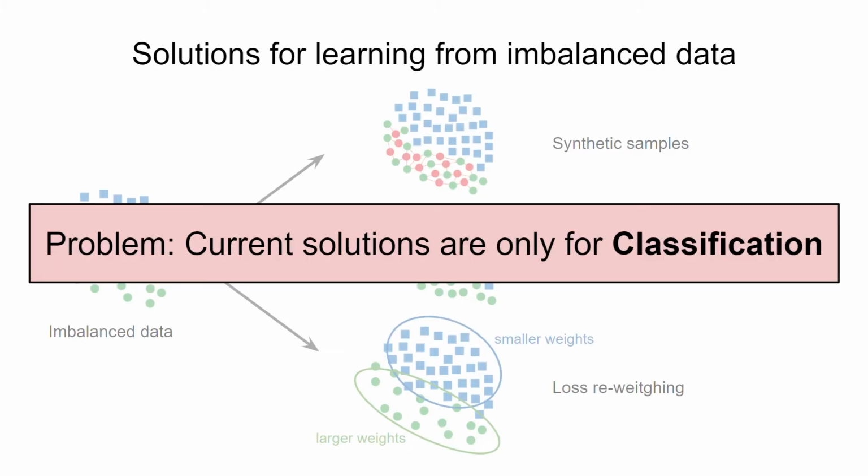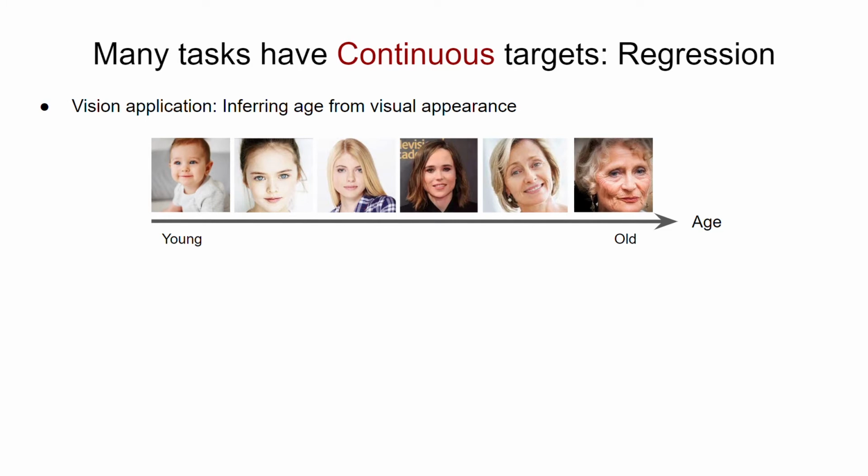However, current techniques for learning from imbalanced data have a problem. The solutions are only studied and designed for imbalanced classification problems. Instead, many real-world tasks can involve continuous and sometimes even infinite target values, which corresponds to the regression problem. For example, in vision applications, one often needs to infer the age of different people based on their visual appearances. Here, age is a continuous target and can be highly imbalanced across the target range.